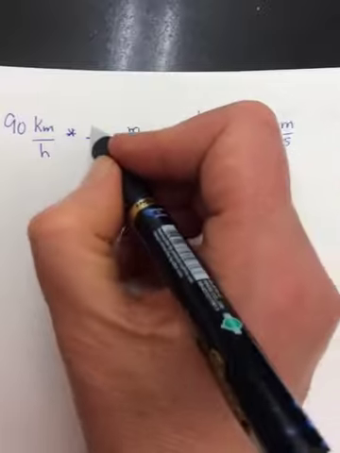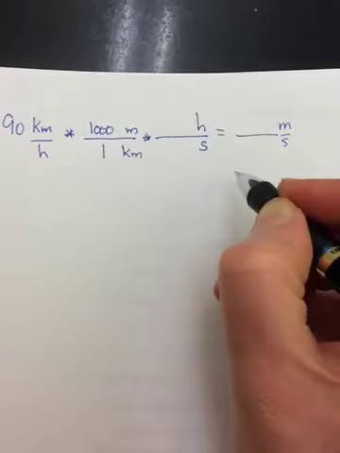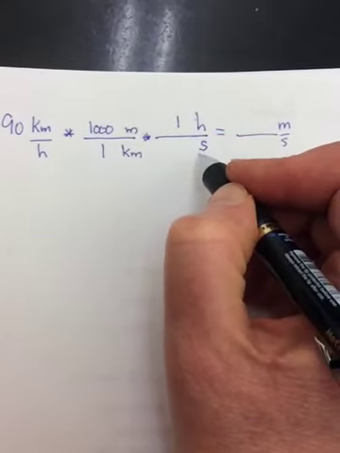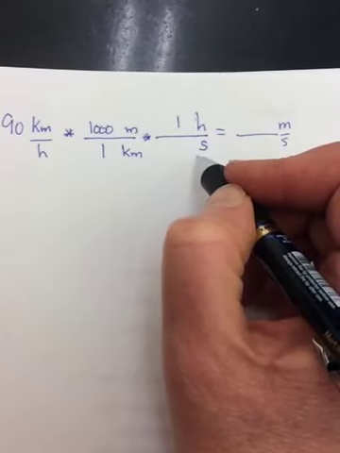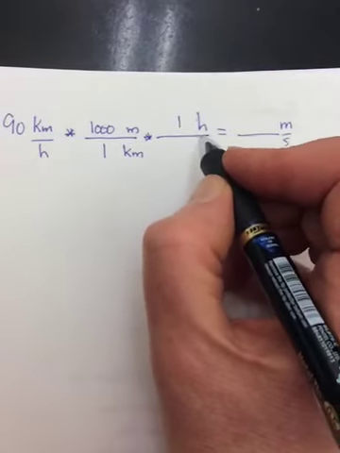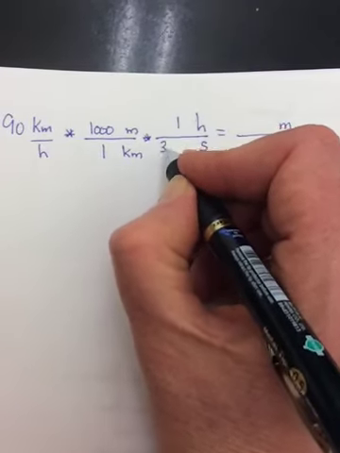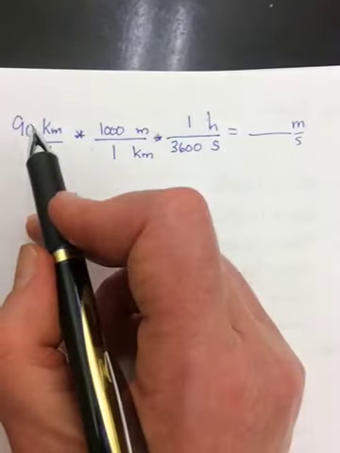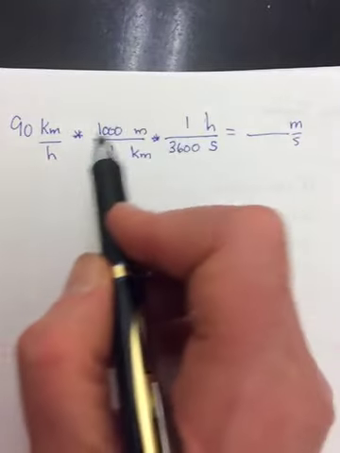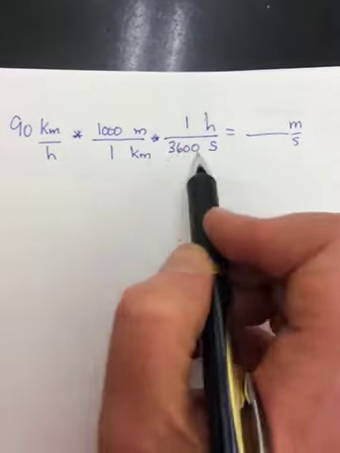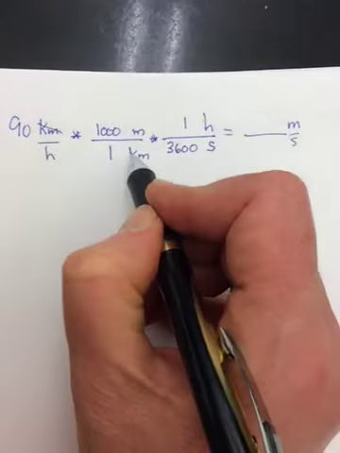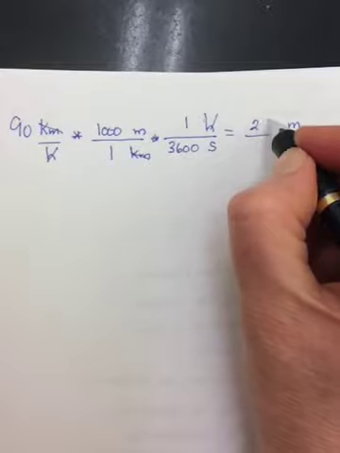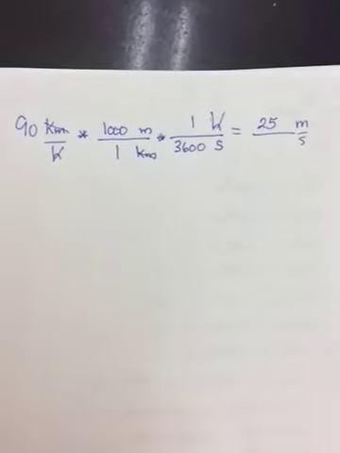How many meters in a kilometer? 1,000. And then you're going to do the same with the hours and seconds. Hours is bigger. How many seconds in an hour? Please don't say 60. It's 60 times 60, right? 60 seconds in a minute, 60 minutes in an hour. So 3,600 seconds. So then you would multiply 90 by 1,000 by 1. And then you would divide by 3,600. Kilometers will cancel. Hours will cancel, and when you do this, you should get 25 meters per second.